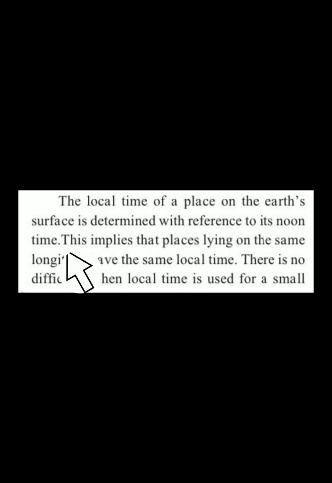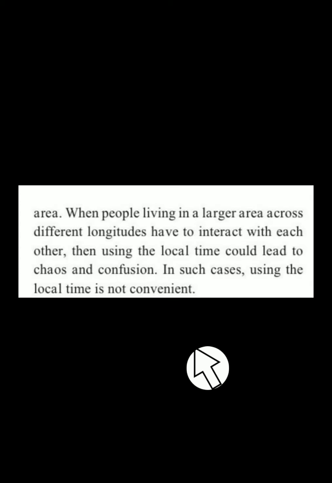I just showed you with the image that all the places lying on the same longitude always have the same time. Longitudes are lines passing from north to south. There is no difficulty when local time is used for a small area. But this becomes difficult when you are talking about places or countries which are huge in size.